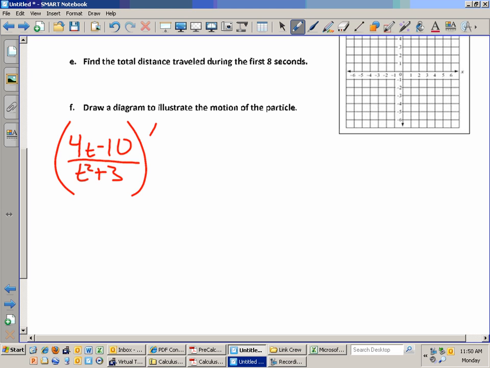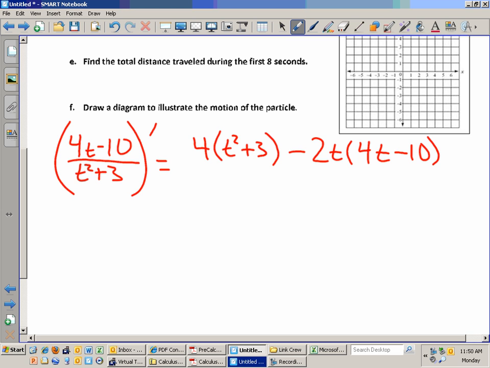The quotient rule. And the quotient rule says I take the derivative of the top, which is 4, times the bottom left alone, which is t squared plus 3, minus the derivative of the bottom, which is 2t, times the top left alone, which is 4t minus 10, all over the bottom squared, which is t squared plus 3 quantity squared.